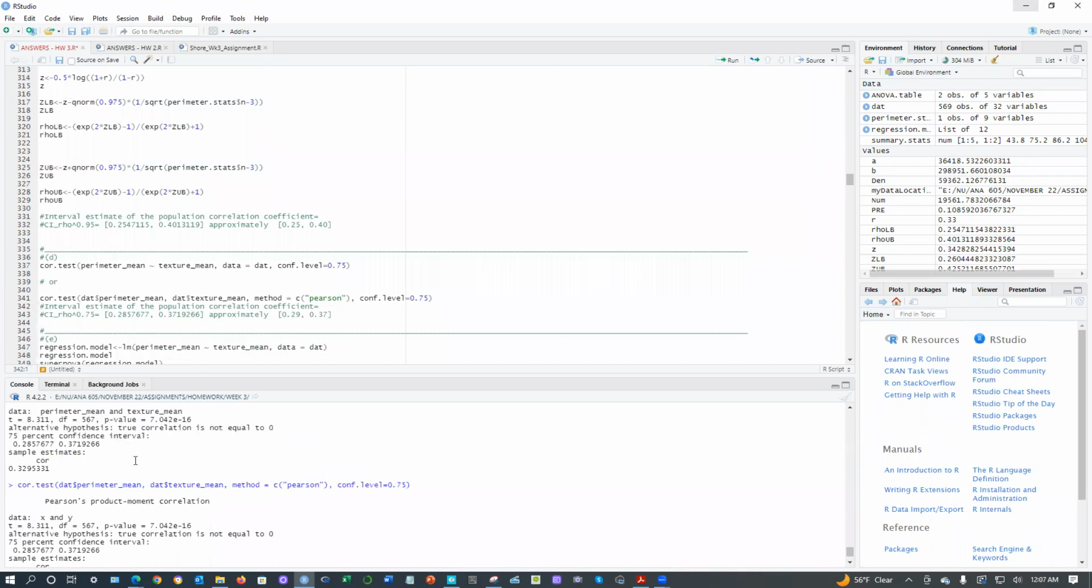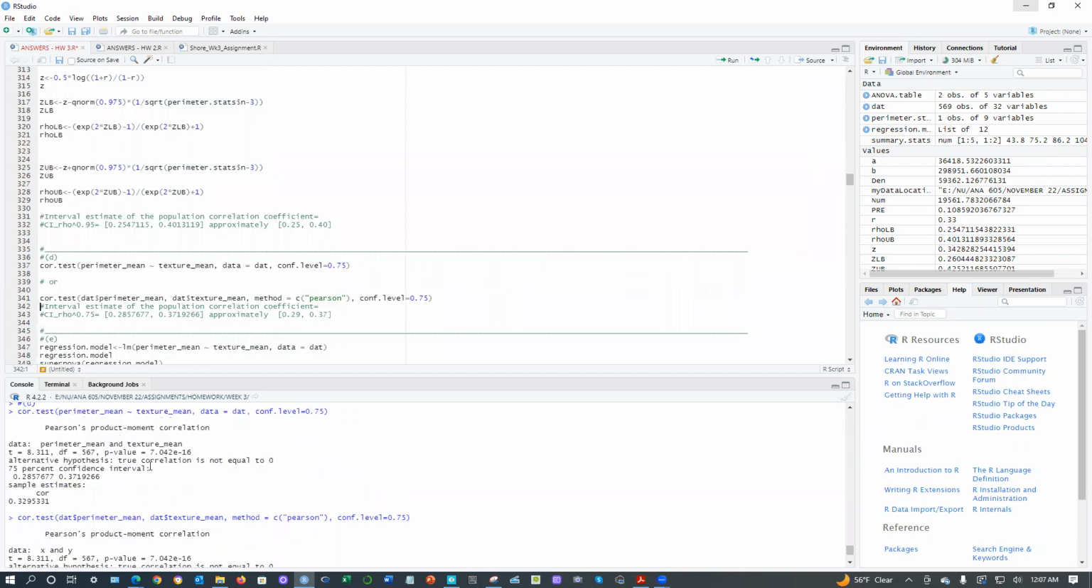Look at this table. Over here you have degrees of freedom, you have a p value, and you have a t value. What is this t value? Let's say what this means.